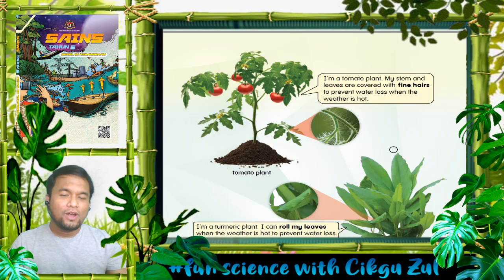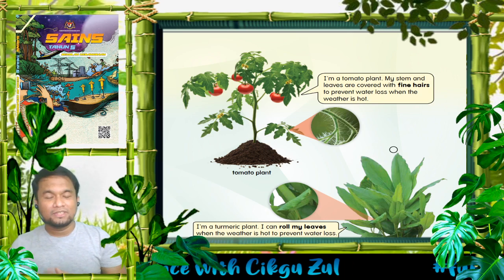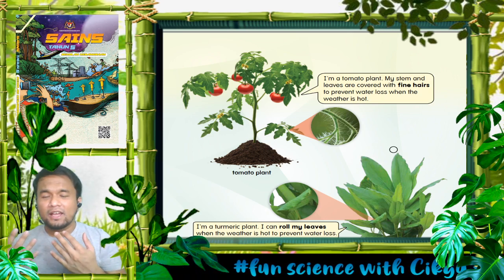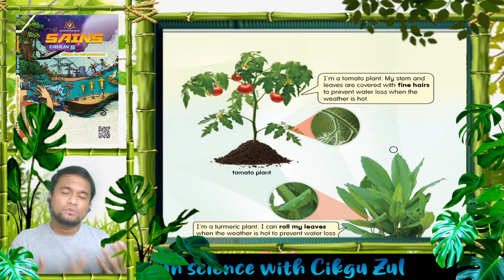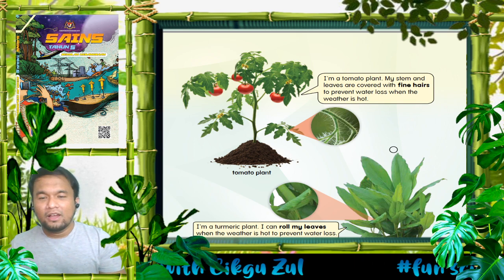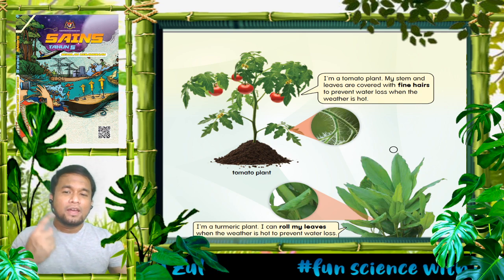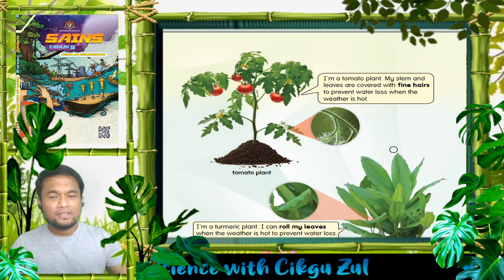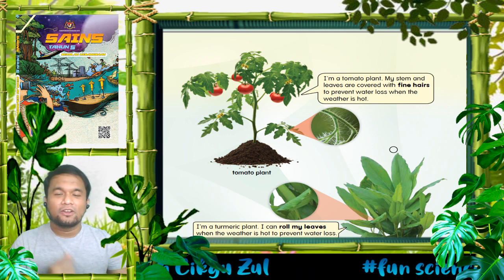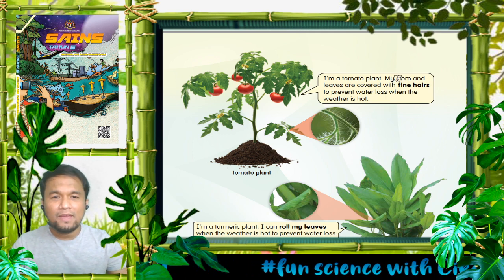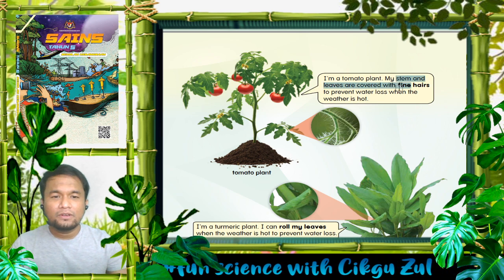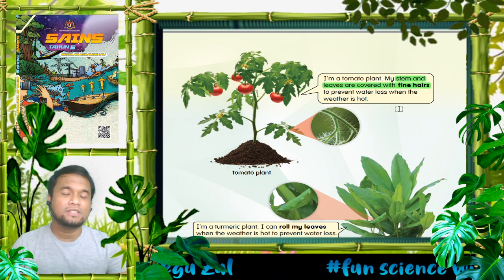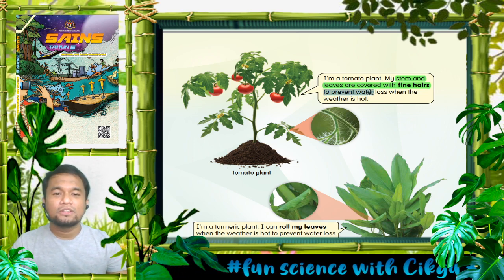Ada juga pokok apabila musim itu tiba. Biasanya kalau dekat Malaysia ni kita ada banyak keadaan kan. Kadang-kadang ada musim hujan. Sometimes we got rain. Sometimes we got dry season. So, the plants adapt themselves with different characteristics. Okay, the tomato plant, they got stem and leaves covered with fine hairs. What is the purpose of having such a characteristic? This is to prevent water loss.